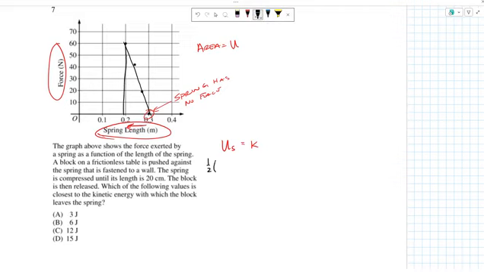So it's going to be 1/2 times the force of 60 newtons times that distance of 0.1 meters, and that's going to be equal to the kinetic energy that the block has when it's released. So 1/2 times 60 times 0.1 is 3 joules, and that's equal to that kinetic energy right there.